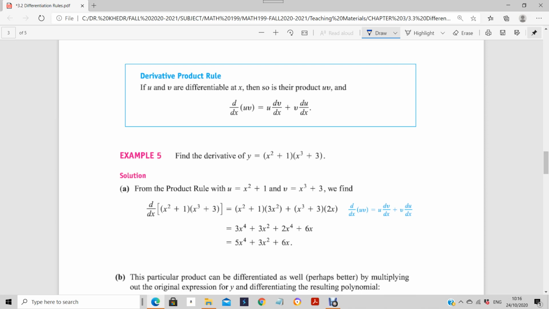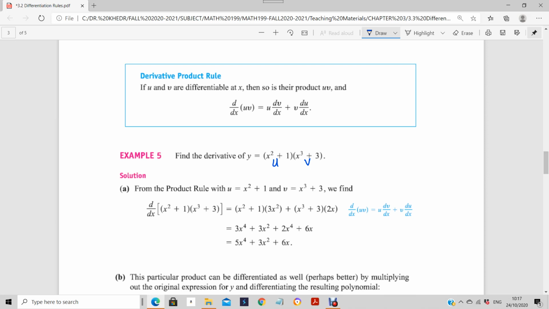So you multiply the first function by the derivative of the second function plus the second function multiplied by the derivative of the first function. As an example here, if we have y equals x squared plus 1 in one bracket and x to the power 3 plus 3 in the second bracket, and these two brackets are multiplied by each other. If we call the first bracket function u, and the second bracket function v, then the derivative of y will be found by following the above rule.